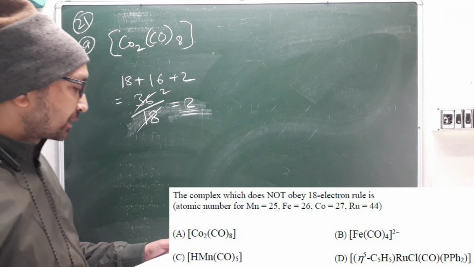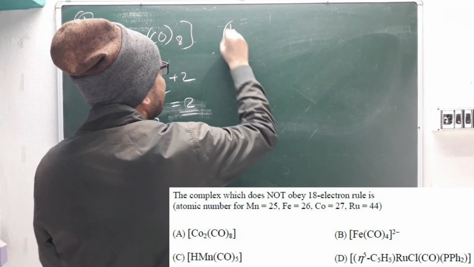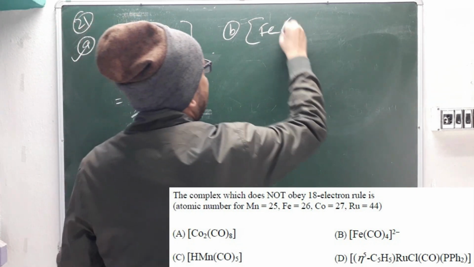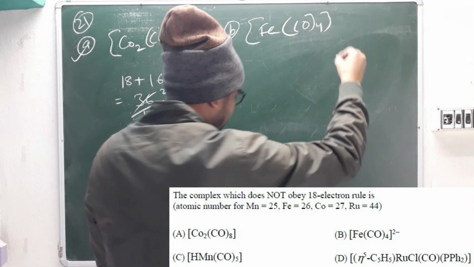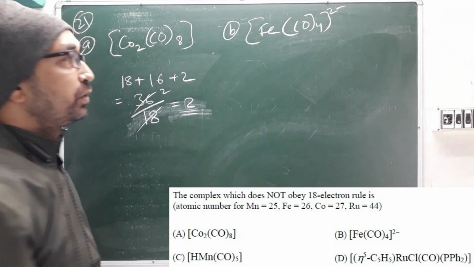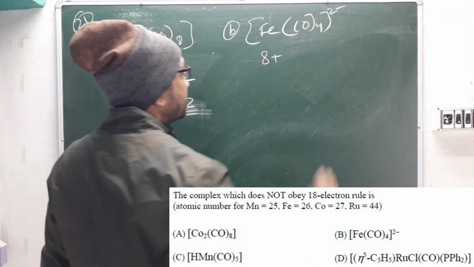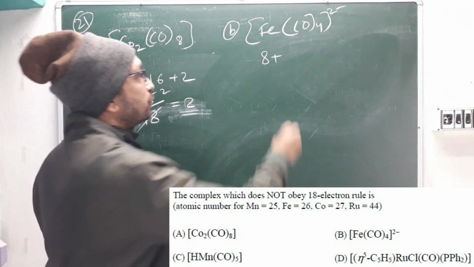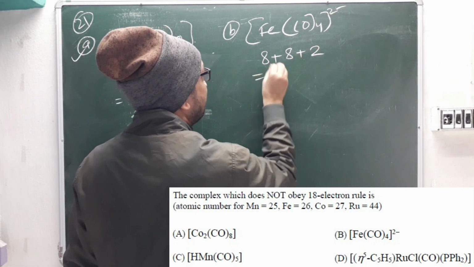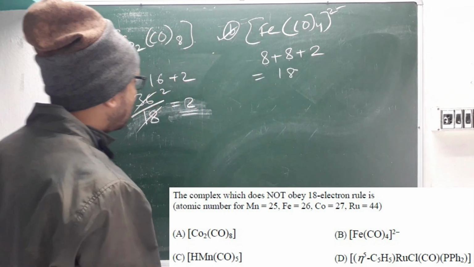The question is asking for not obeying the 18 electron rule, right? So now we'll see option B. It has iron, then 4 carbonyl, and then 2 minus, correct? In this iron we know the valence electron count is 8, right? So 8 plus each carbonyl will contribute 2. So 2 into 4 is 8, and plus 2 electrons here. So how much will it be? 8, 8, 16, and 2, 18. So this is also following the 18 electron rule, option B.